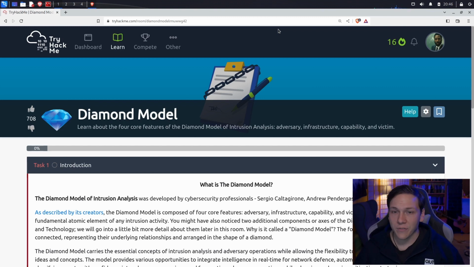This is part of a series that I'm doing that covers the SOC Level 1 learning path, and we've almost finished the first 6 rooms, which cover different frameworks. So let's get started. The Diamond Model. Learn about the 4 core features of the Diamond Model of intrusion analysis: adversary, infrastructure, capability, and victim.